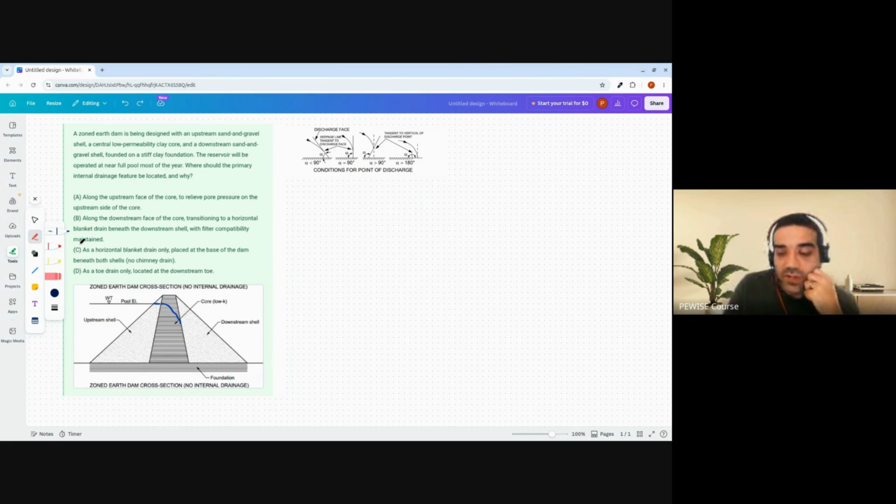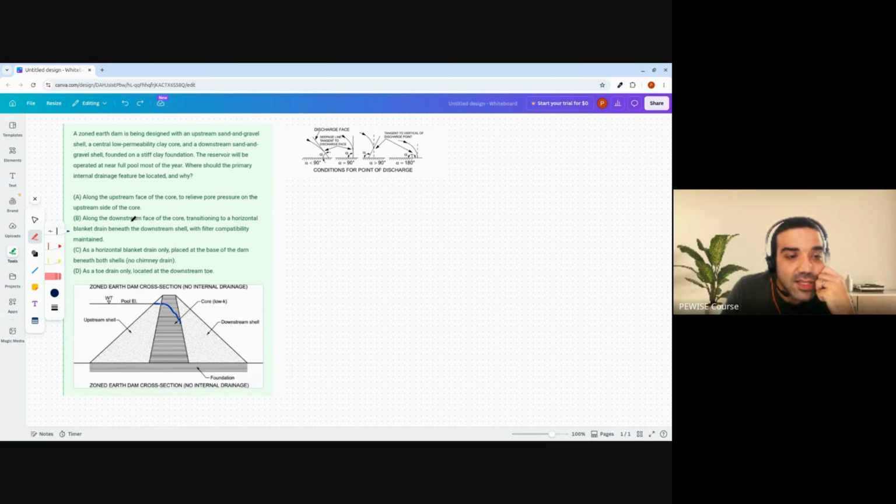So let's go through the options one by one to see which drainage helps us with the problem. The first option says along the upstream face of the core to relieve the pore pressure on the upstream side of the core. That really does nothing, because whether you have drainage here or not, you already have high permeability, and nothing happens.